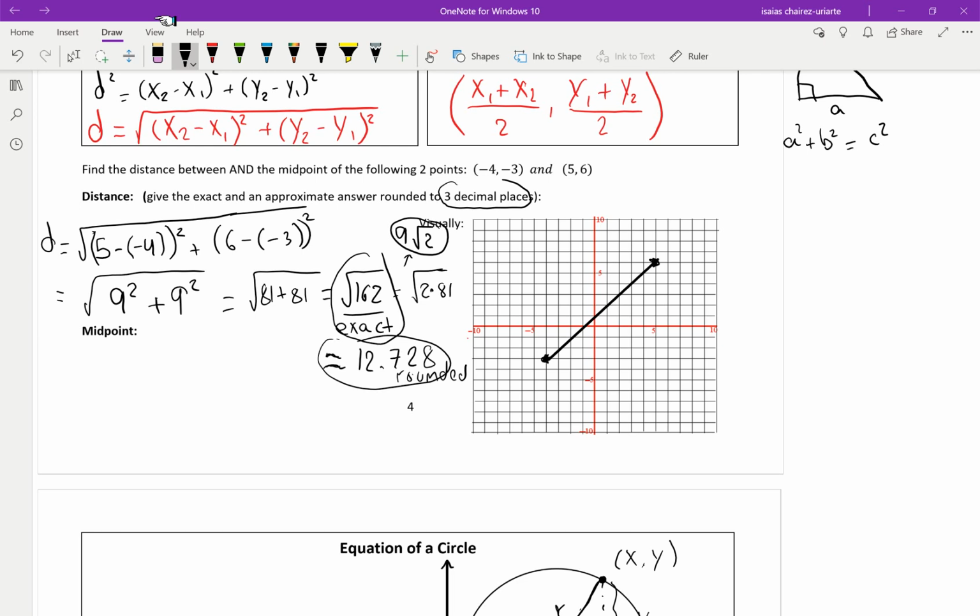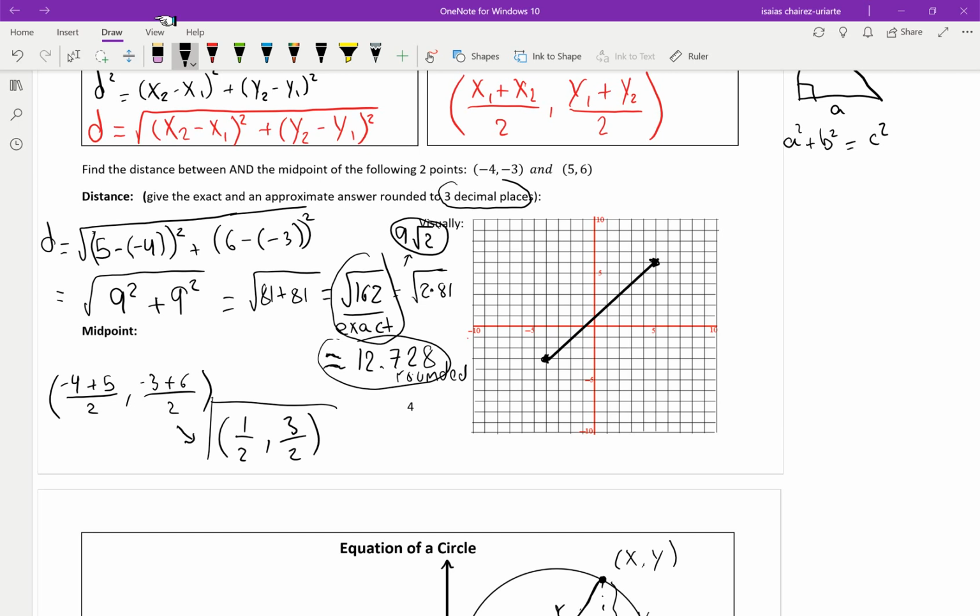So the midpoint is a point, and its x-coordinate is going to be the average of the x-coordinates, so -4 plus 5 over 2, comma, its y-coordinate is going to be the average of the y-coordinates, -3 plus 6 over 2. Okay, let me simplify this a little bit. So this becomes 1/2, and the other one becomes 3/2. So this is my midpoint right here.